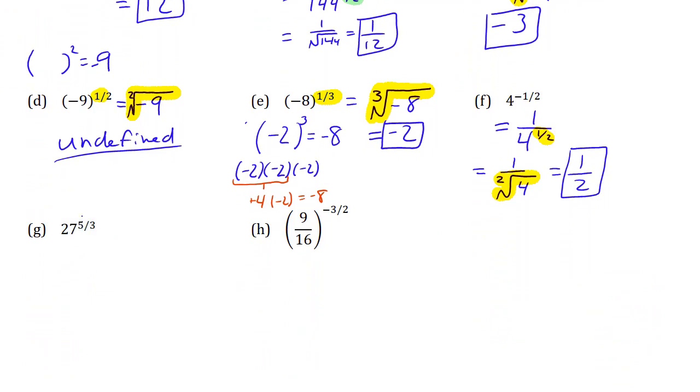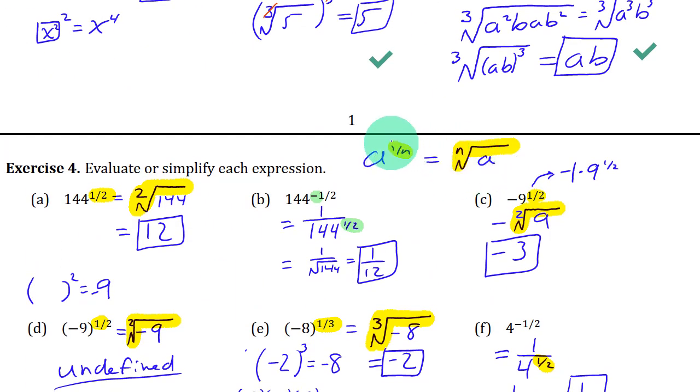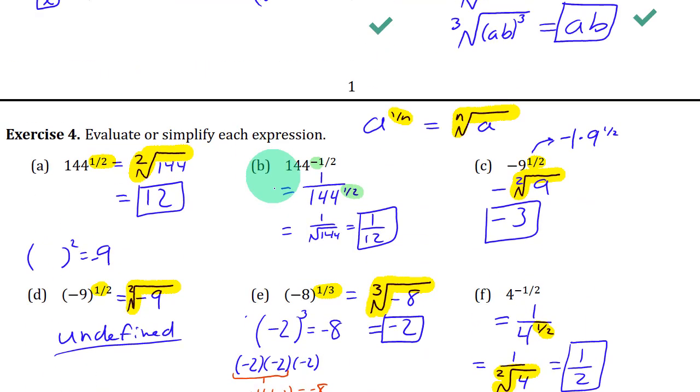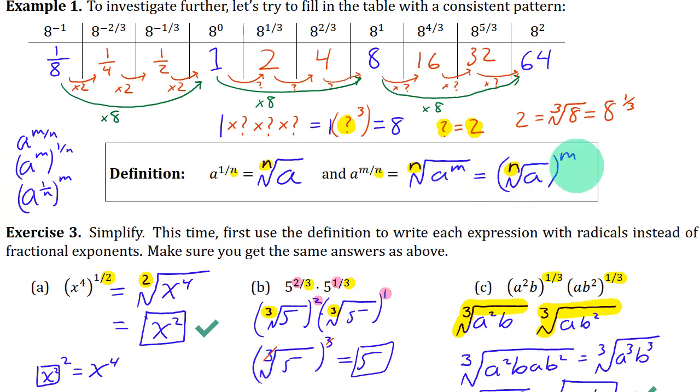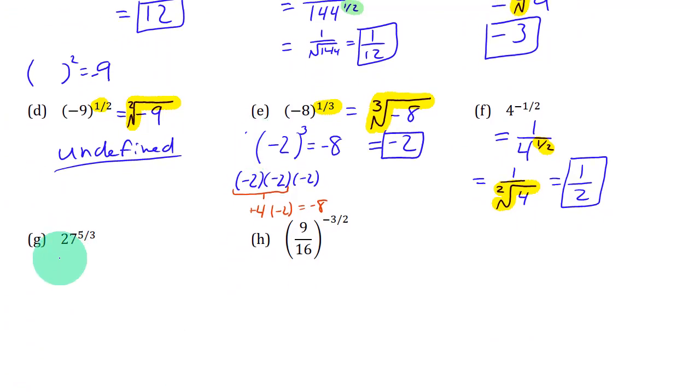How about here? 27 to the 5/3. So I wrote down the rule here if you have a 1 over n, but what if you have a different thing in the top of the exponent, in the numerator of the exponent? We can use one of these rules here. So we could write this as 27 to the power 5, and then the cube root of that. But 27 to the power 5 is a humongous number. I don't want to deal with that. Maybe I could do it the other way.